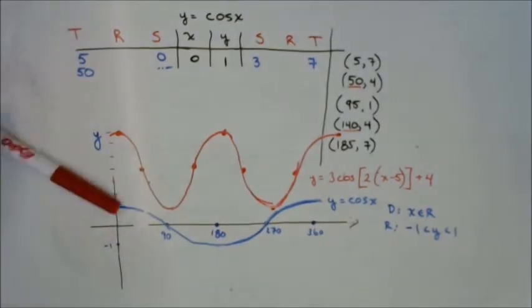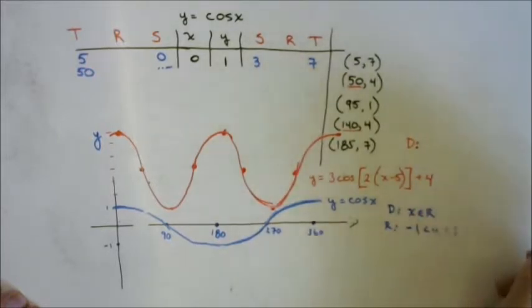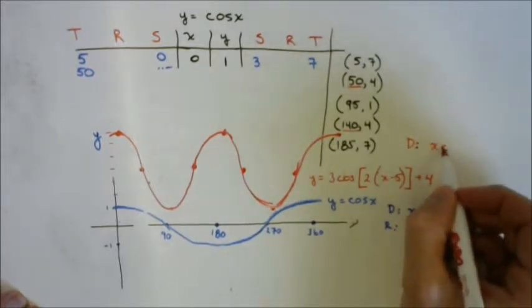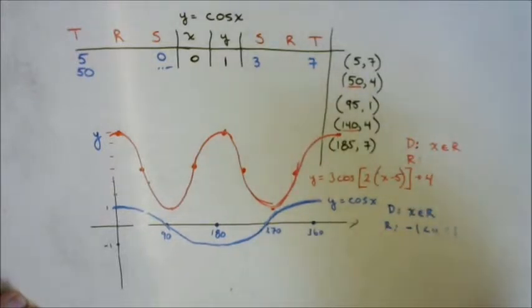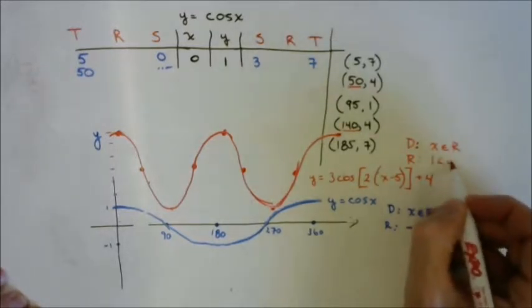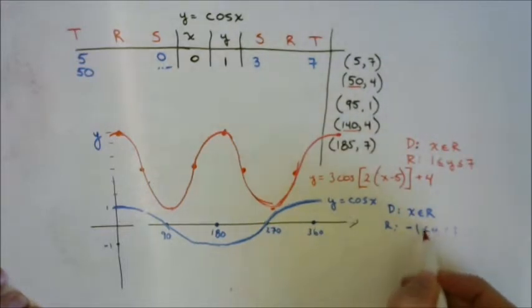Okay, what about our new one that we made? What's the domain? Let's do the set of real numbers. X belongs to the set of real numbers. And the range? What's the minimum? What's the maximum? So is y always in between 1 and 7? Yes, it is.